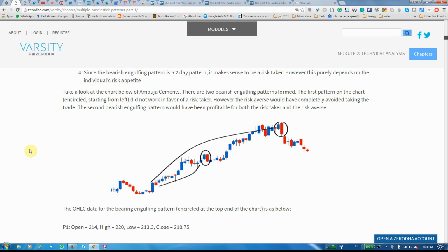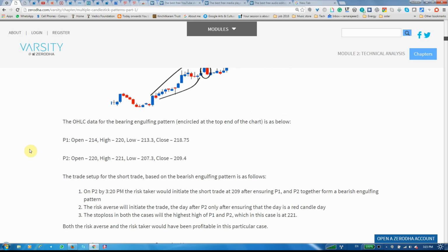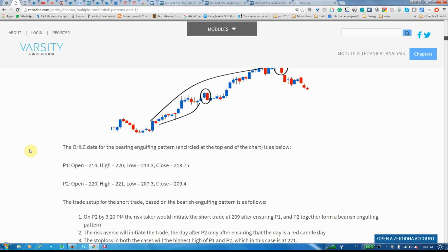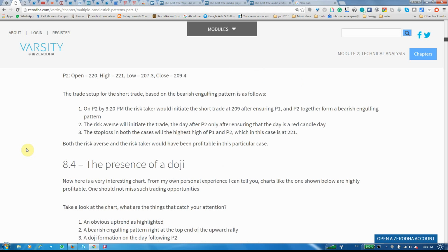The OHLC data for the bearish engulfing pattern, encircled at the top end of the chart, is as below. P1: Open 214, High 220, Low 213.3, Close 218.75. P2: Open 220, High 221, Low 207.3, Close 209.4. The trade setup for the short trade, based on the bearish engulfing pattern, is as follows.